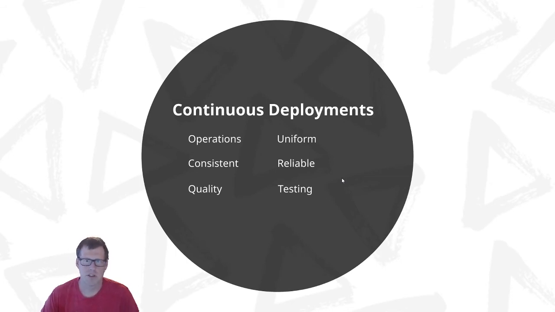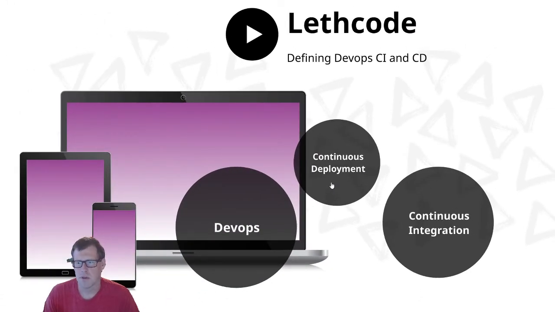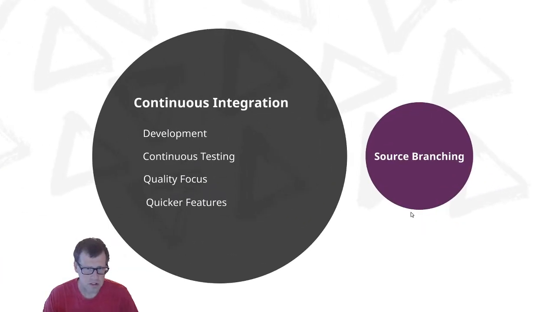But continuous deployment goes a lot deeper. Really, the concept's simple. We want to push something from development into production, whether that's a website, whether that's a container, who knows. So after continuous deployment, the probably more complicated one is continuous integration. Continuous integration is more of a development practice. Ops really isn't too involved with this, but they could be. It depends on what tools you're using here. But you're really focusing on continuous testing, quality focus, and quicker features.